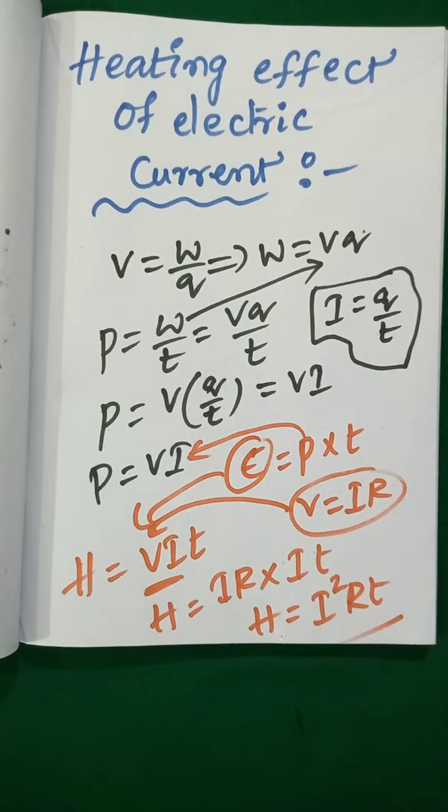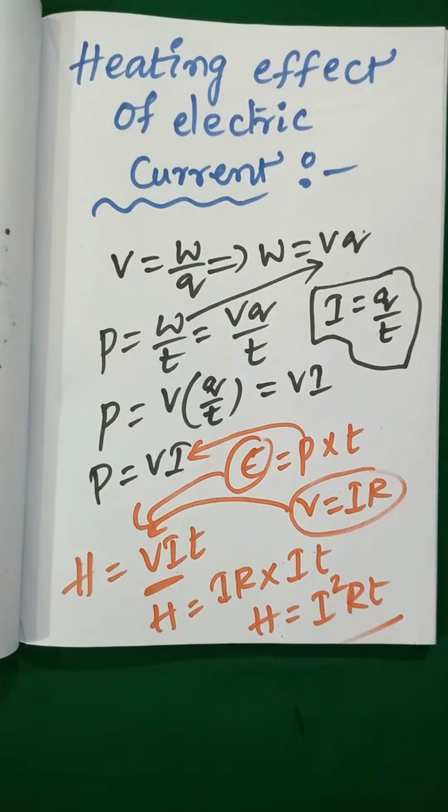So practical applications of the heating effect of electric current: the electric laundry iron, electrical toaster, electric oven, electric kettle, electric heater, electrical cooker. So everything we can take. That's enough. The SI unit of electrical power is watt.